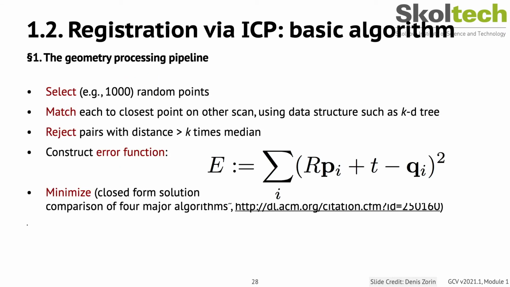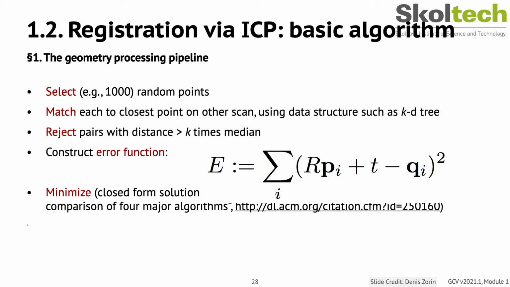The basic ICP algorithm proceeds in 6 stages. First, we select, for example, 1,000 random points on the shape. Then we match these points to samples on the other scan, by using any data structure for approximate nearest neighbor finding, such as a KD tree, which will be discussed in subsequent lectures, or possibly directly computing Euclidean distance between each pair of correspondences.